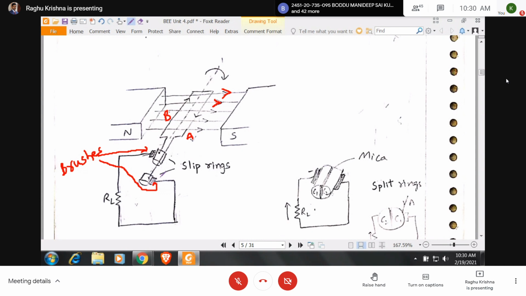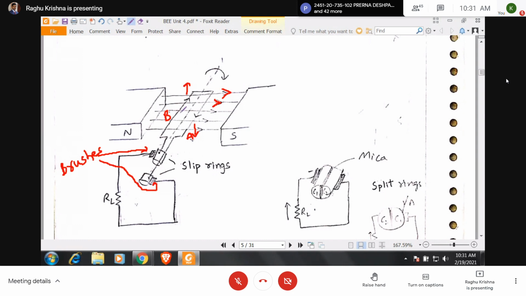Now here, we are going to rotate this coil in clockwise direction. If you rotate this coil in clockwise direction, what happens? The conductor B will move up. Is it clear? This conductor will be moving up, and this conductor will be moving down.